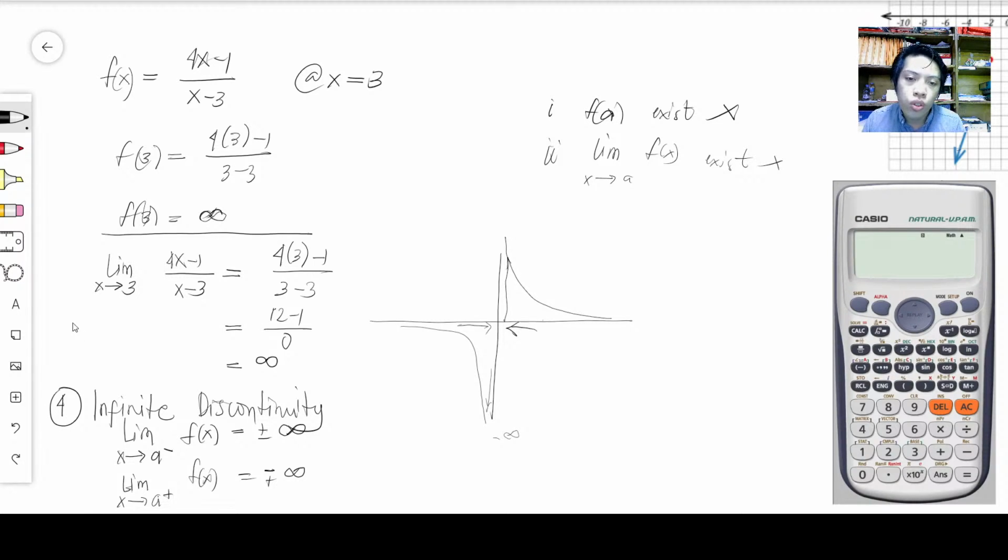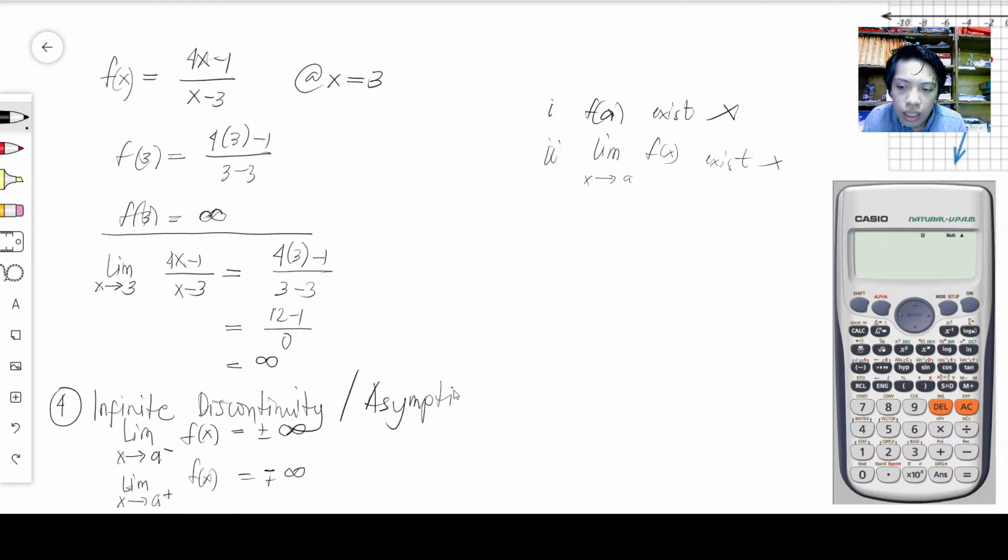And the infinite discontinuity is sometimes called asymptotic discontinuity.